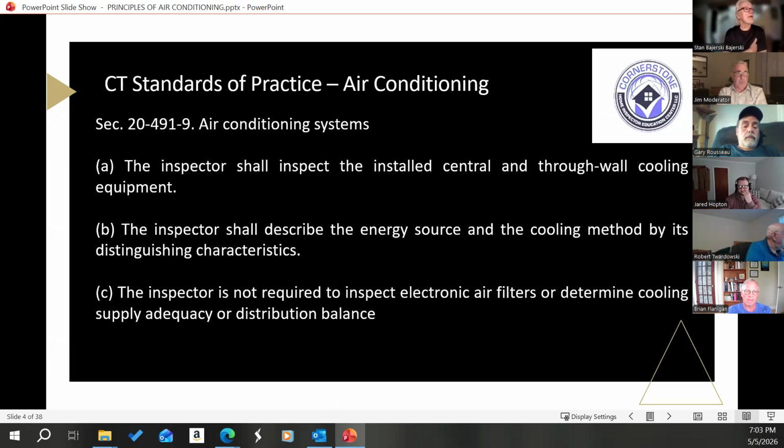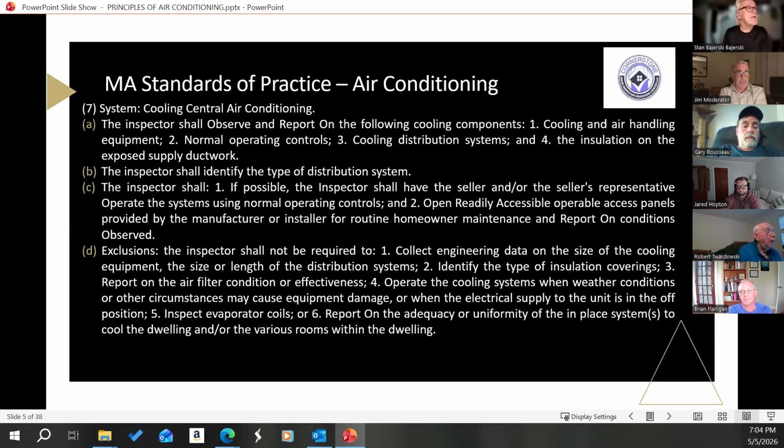So air conditioning systems in Connecticut: the inspector shall inspect the installed central and through wall cooling equipment. The inspector shall describe the energy source and the cooling method by its distinguishing characteristics, and the inspector is not required to inspect electronic air filters or determine cooling supply adequacy or distribution balance. The Massachusetts standards: the inspector shall observe and report on the following cooling components: the cooling and air handling equipment, normal operating controls, cooling distribution systems, and the insulation on the exposed supply ductwork.